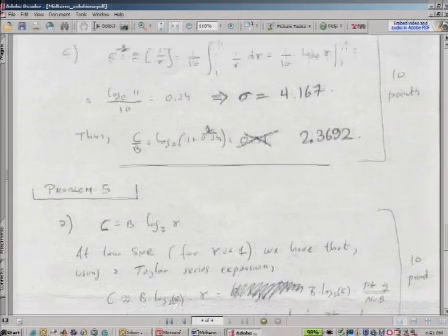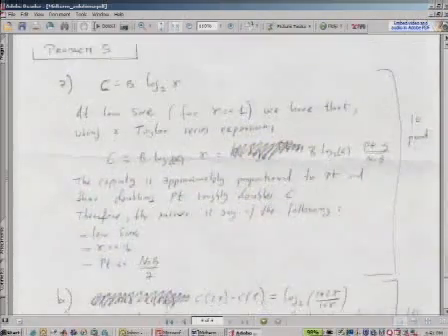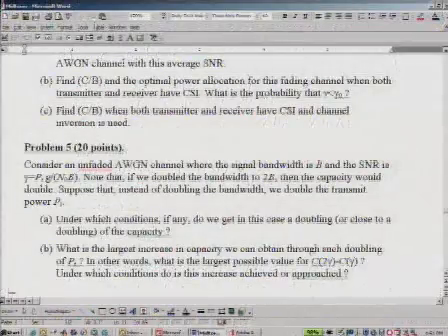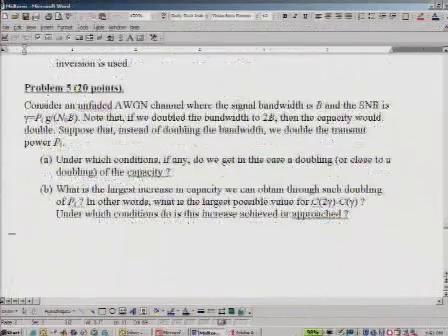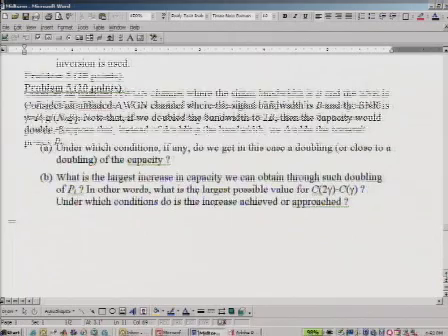Okay, so let's go to problem 5, which most of you struggled with. The question is, let's consider an unfaded channel. So we only have two quantities to play with, the bandwidth and the gamma. So capacity is B times log 2 of 1 plus gamma. Obviously, if we double B, we double the capacity. In fact, the capacity is linear in the bandwidth.